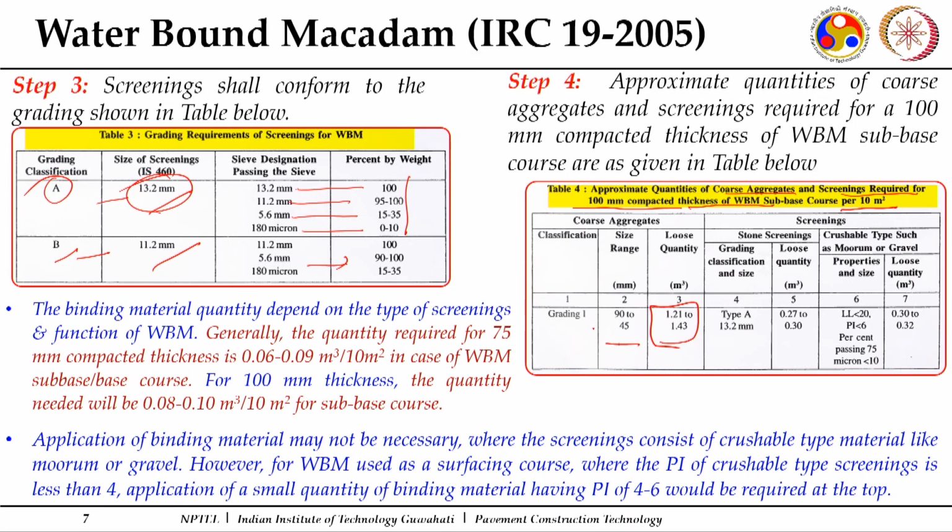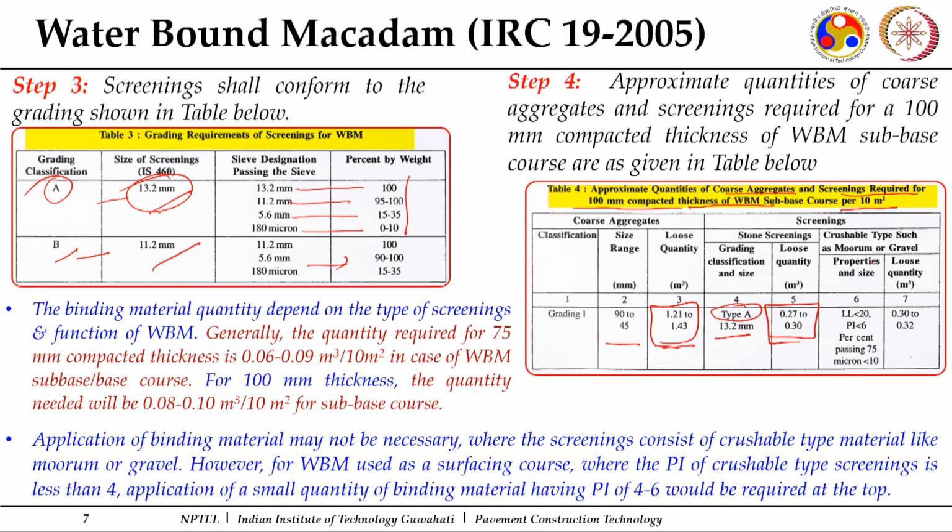As we have seen in the previous slide, for this particular range the thickness should be at least 100 mm, and it is preferably used as a sub-base course. For this one, the loose quantity of coarse aggregate will be this, and then it says which type of screening can be used. If you are using type A screening, which is 13.2, the loose quantity should be 0.27 to 0.3 meter cube per 10 meter square of area.